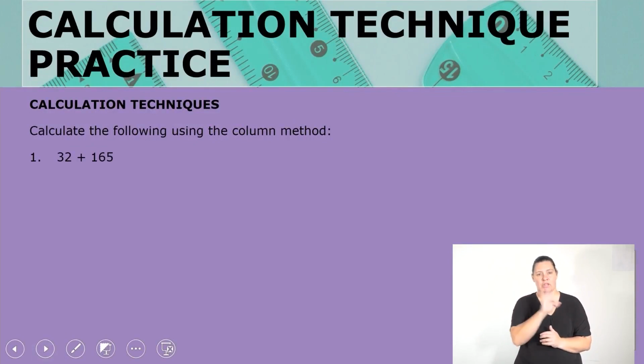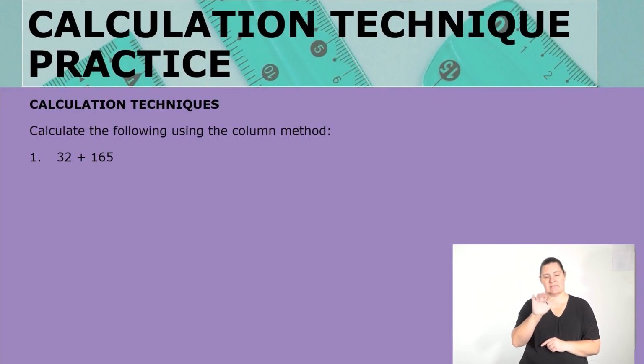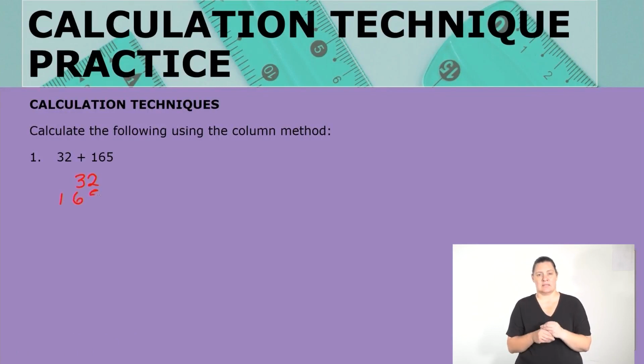Let's calculate 32 plus 165. So we have here 32, and we are going to add 165. Now, remember to place each digit in the correct place value. So we have there 2 ones, and we are adding 5 ones. So 2 plus 5 is 7 ones. Then we have 3 tens, and we are adding 6 tens. So 3 tens and 6 tens gives us 9 tens.